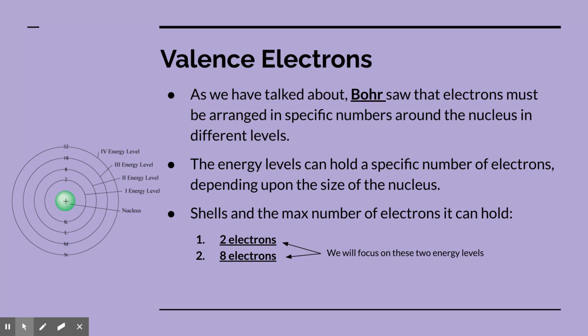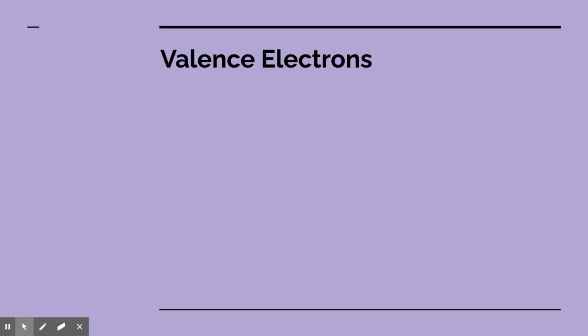Now these two we are going to be focusing on, as it says here, the little indicator on the right here. We will focus on these two energy levels because the next one's going to be 18. After that, it's 32. Okay. And then it can even go further than that, relatively speaking. But we're just going to be focusing on the first two there.